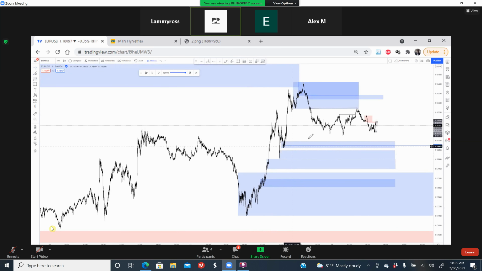Why am I expecting that? Because this is my fake BOS, and before we break this, we have that fake BOS, we left this structure point there. Then I'm expecting this to be induced, possibly for another push to the upside. Usually I'll be looking at that.